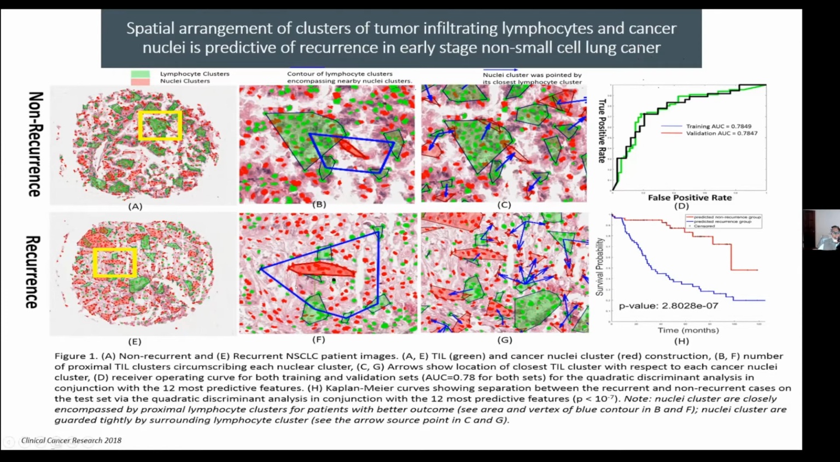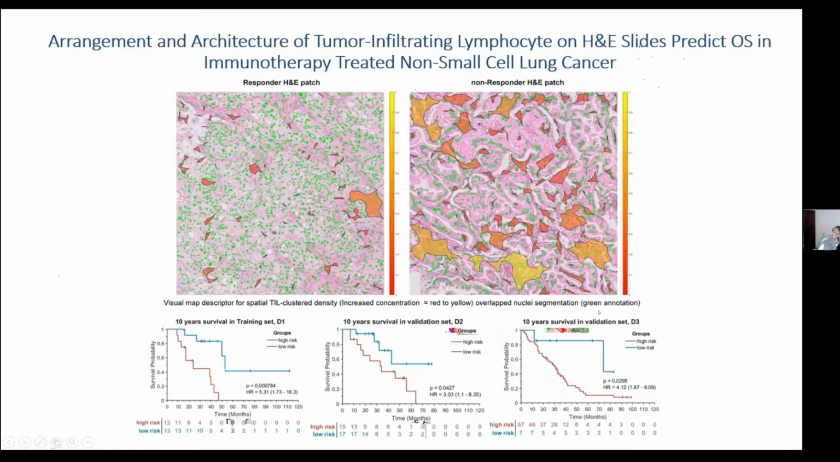And we actually showed that this particular spatial arrangement of immune cells and cancer cells was strongly prognostic of recurrence in early stage lung cancer. We've taken that approach and now demonstrated across different indications that the spatial arrangement of immune cells and cancer cells is not just prognostic, but also predictive of response. We've shown that it's predictive of response to immunotherapy in non-small cell lung cancer patients treated with these checkpoint inhibitors.